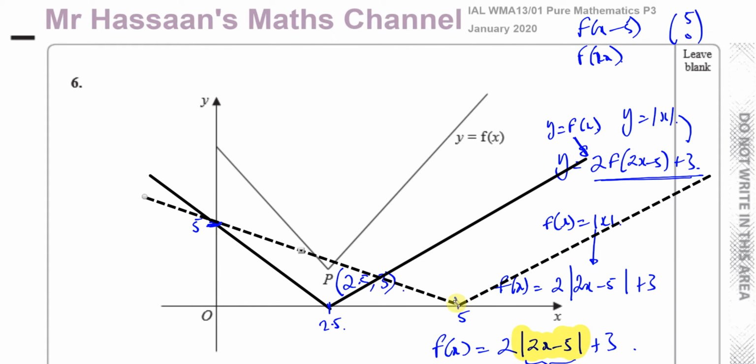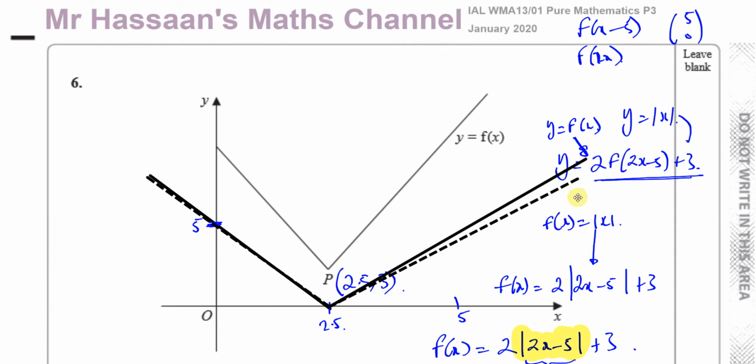That point stayed where it was, and you know that stayed as 5, and everything else got stretched, got closer. So that's why the gradient is now a bit more steep. Okay, so let me just get rid of this. So that's what it looks like up to this point.